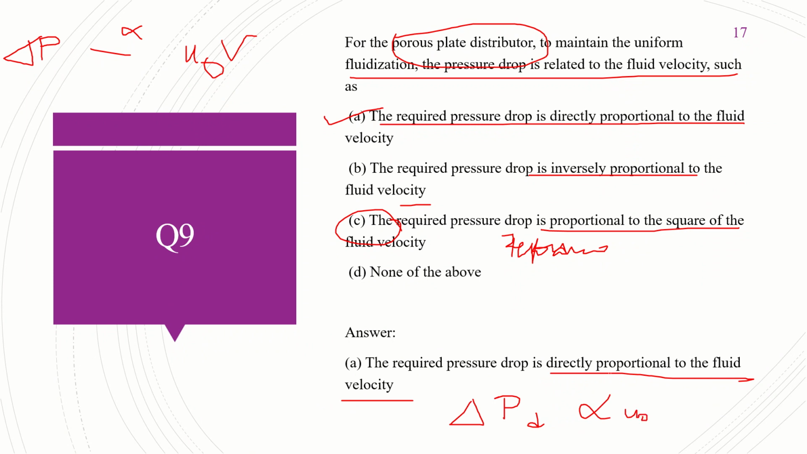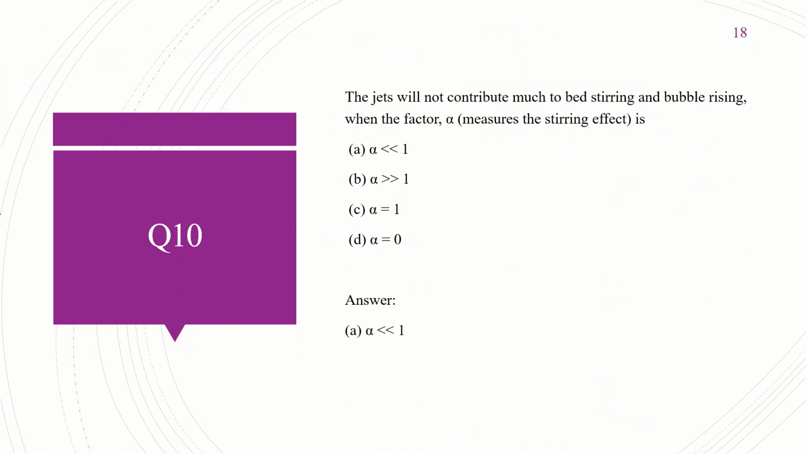I hope this is clear and this makes sense. Just keep in mind, for porous plate distributor, it is directly proportional to the fluid velocity. For perforated plate distributor, the pressure drop is directly proportional to the square of the fluid velocity. We'll go on to question 10.